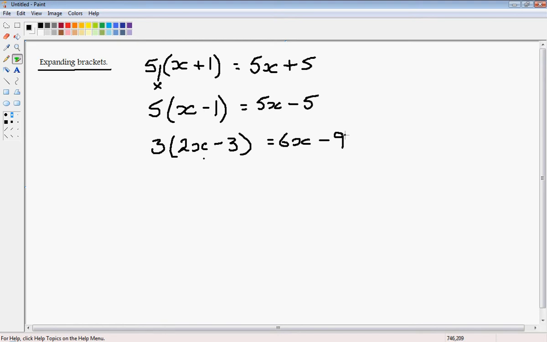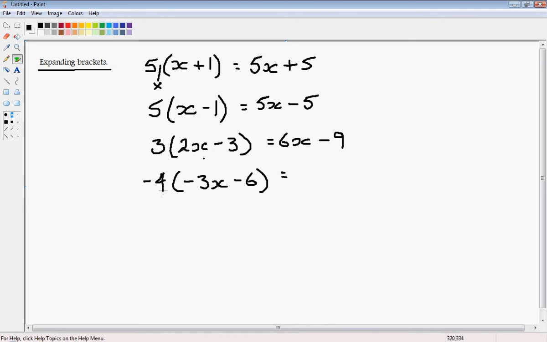So let's put down another one, and let's see if we can make it really horrible. So we have minus 4 bracket minus 3x minus 6. So this is probably your worst nightmare. Good. So we have minuses here.